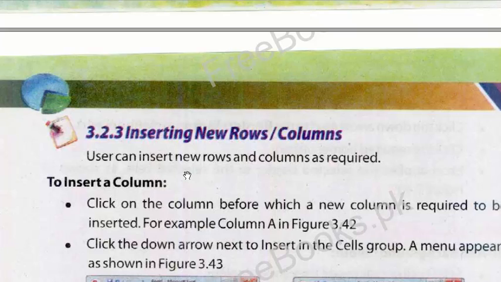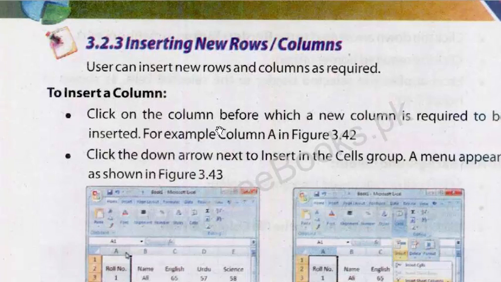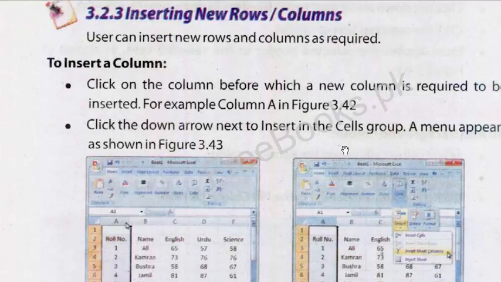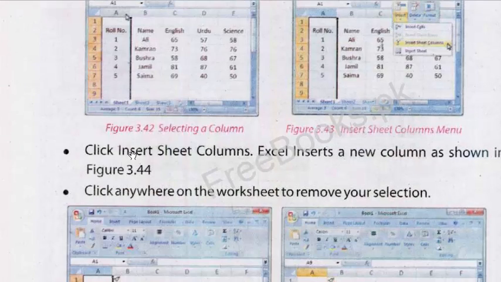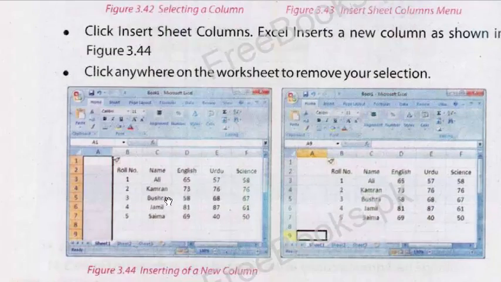Next is inserting new rows and columns. Users can insert a new row and column as required. Click on the column before which a new column is required to be inserted. For example, column A in figure 3.42. Here, click the down arrow next to insert in the cells group. A menu appears as shown in figure 3.43. Click insert column. Excel inserts a new column as shown in figure 3.44. The new column has been added. Click anywhere on the worksheet to remove your selection.